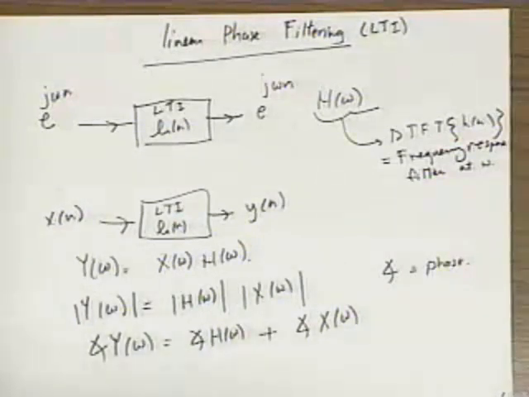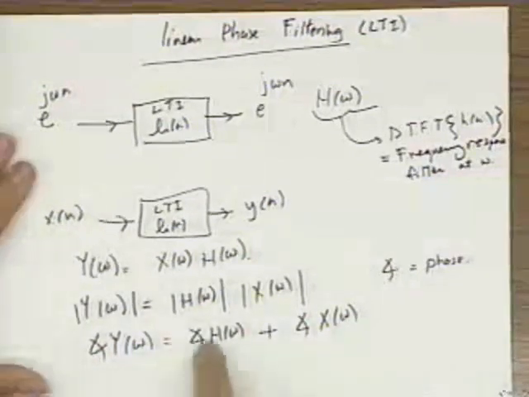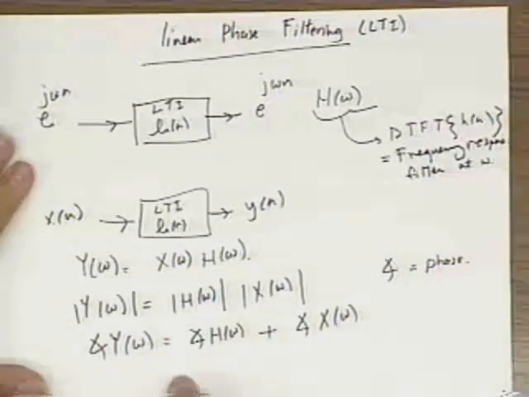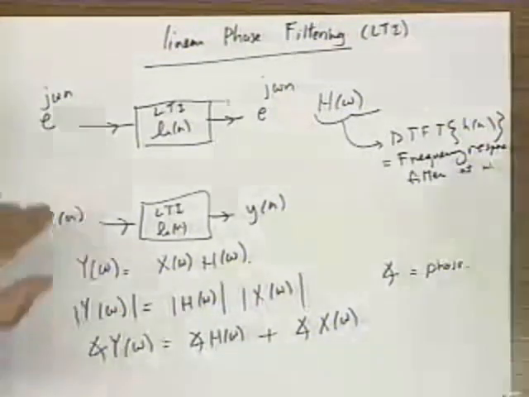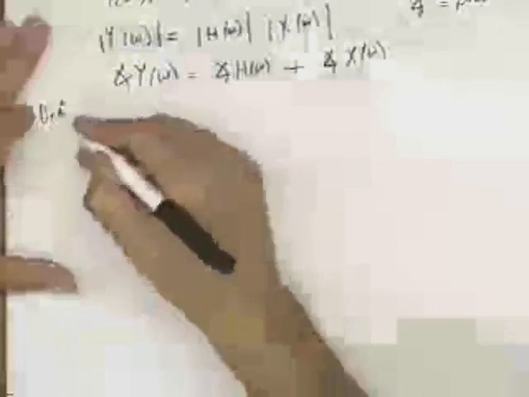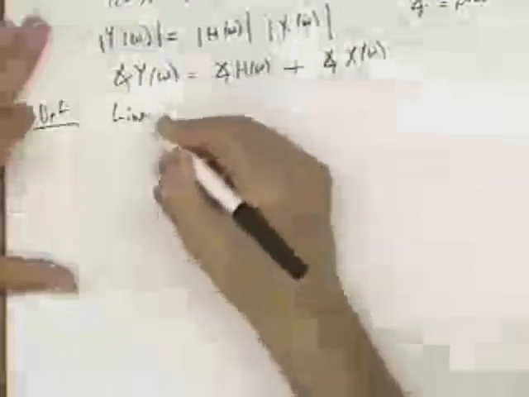So, in a nutshell, what is the definition of a linear phase LTI system? All it means is that this function, angle of H of omega, is linear as a function of omega. The name is on it. It's not quadratic, it's not cubic, it's not anything bad, it's just linear. So let me write that down.